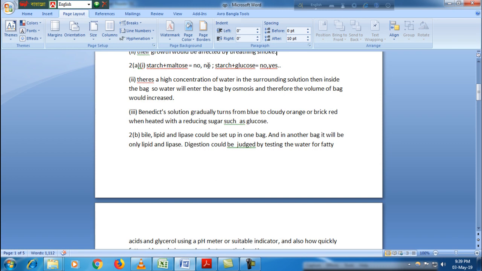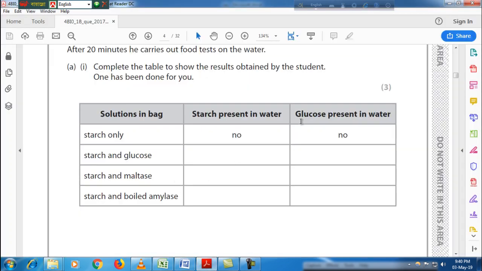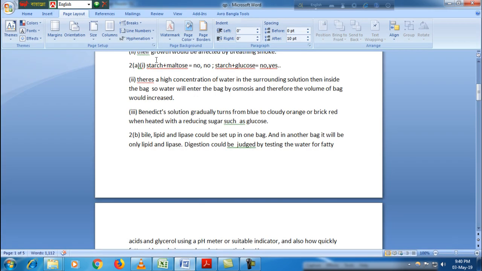So in the case of starch and maltase, in the glucose column, if glucose is present in the water, if there is none, automatically it will be no. In starch present in water, in the case of starch and maltase, because if starch breaks down then it will convert to maltose or glucose. Here, as it is saying it is maltase, but starch didn't break down, that means it cannot go into the water. So for starch present in water it will be no in the case of starch and maltase, and glucose present in water it will also be no.